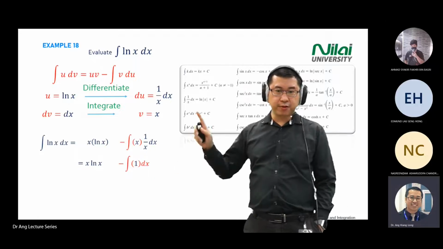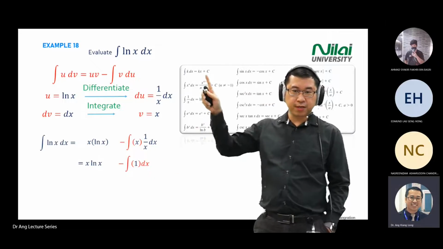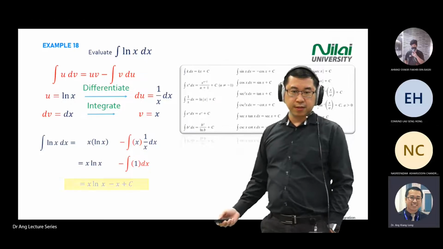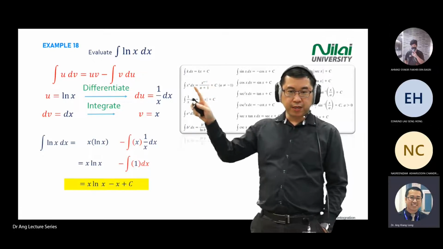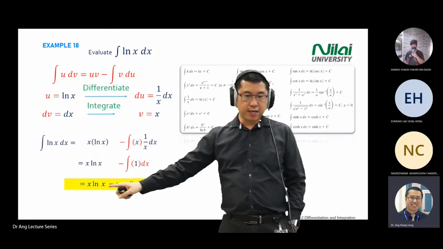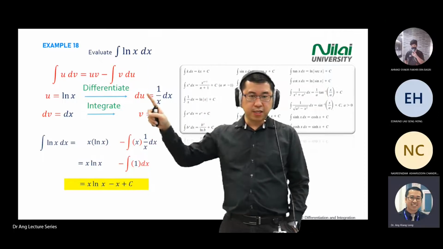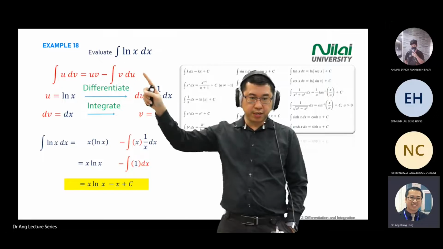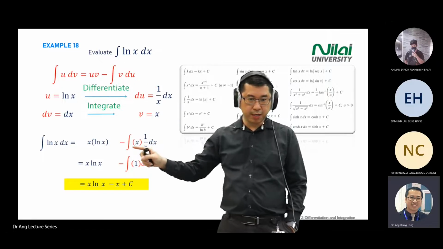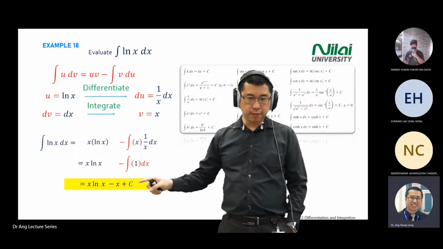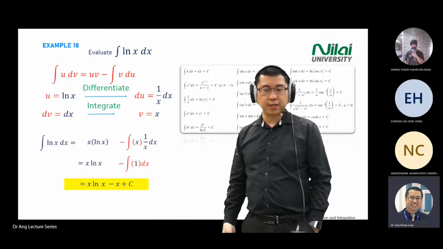Integration 1 dx, refer to this table, which is this one. Copy this one inside here. You get x ln x minus x plus c. Again, if you see there's no limit of integration, there's no number here, remember to give me c.